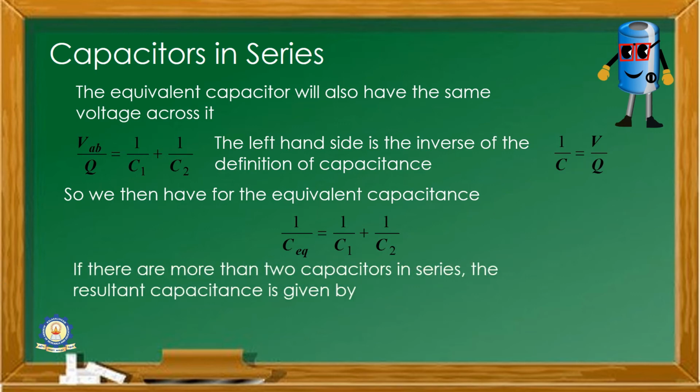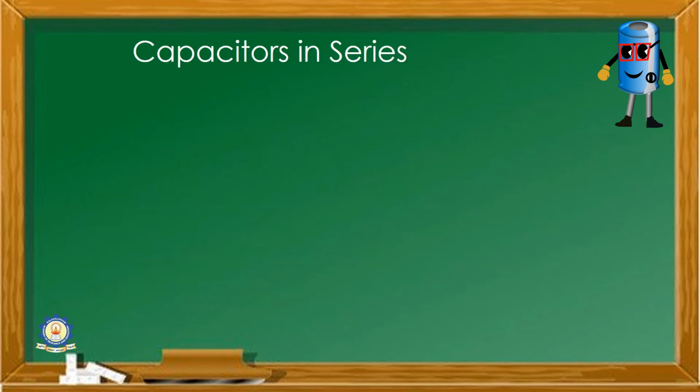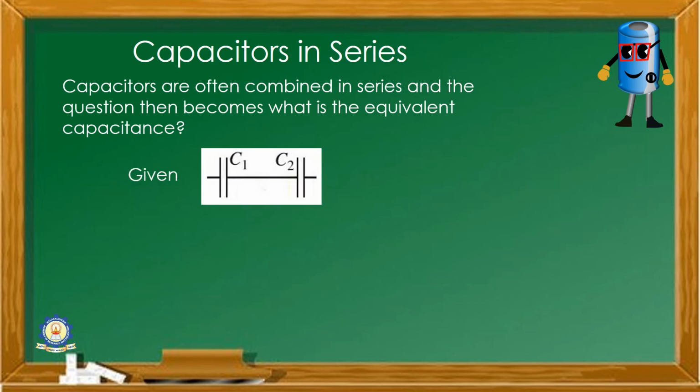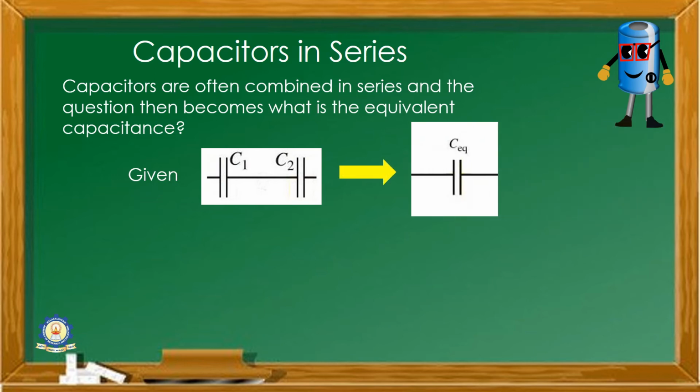If there are more than 2 capacitors in series, the resultant capacitance is given by 1 by CEQ is equal to summation i, 1 by Ci, where i takes the values 1, 2, 3, etc. Capacitors are often combined in series. So the equation can be connected like this. So this is the symbolic representation. So this becomes the equivalent capacitance as one single symbol.